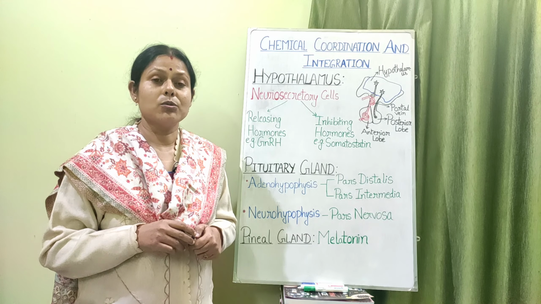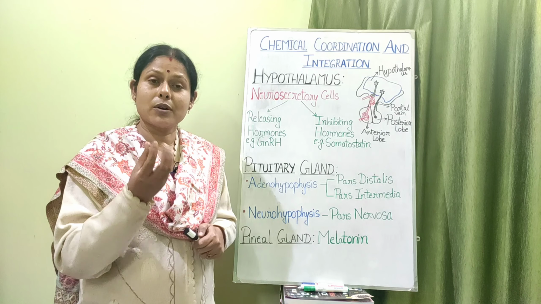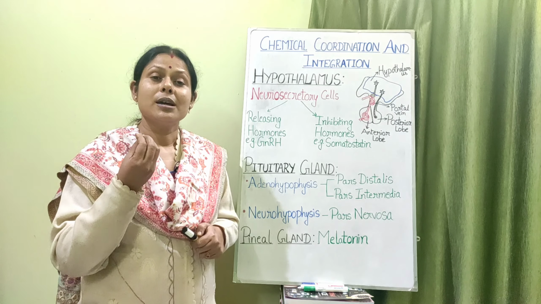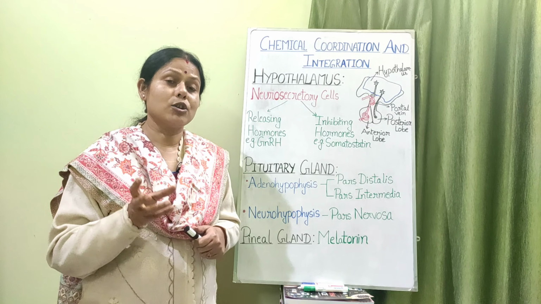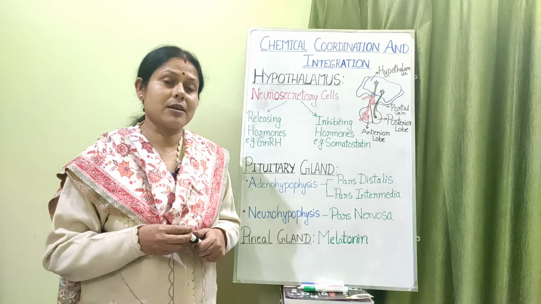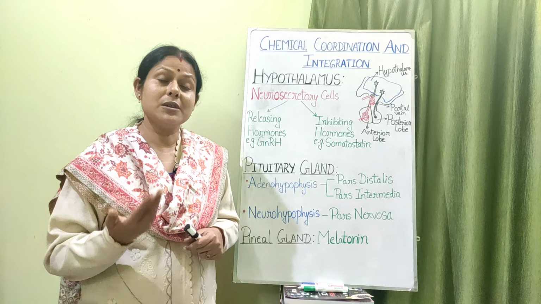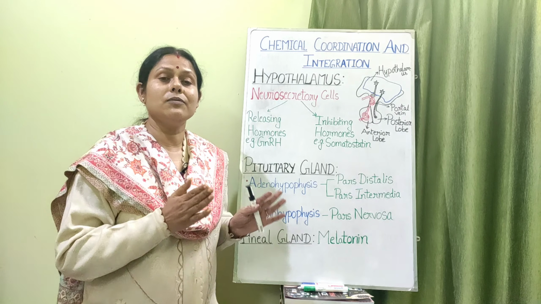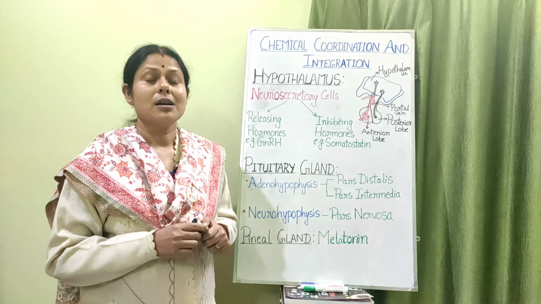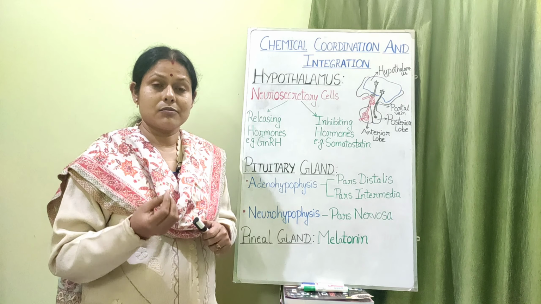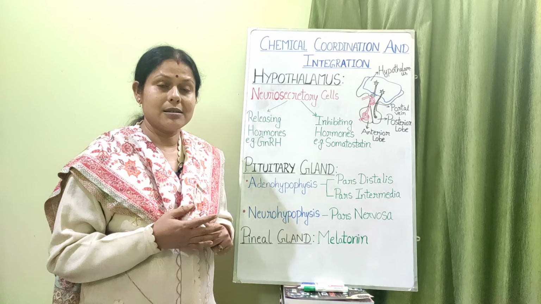Now luteinizing hormone is associated with the process of ovulation. That means rupturing of the follicle will take place, resulting in the ejection of the egg from the follicle, and after that the remnant of the Graafian follicle is called the corpus luteum. This corpus luteum is going to produce the female hormone, under the influence of the luteinizing hormone or LH.